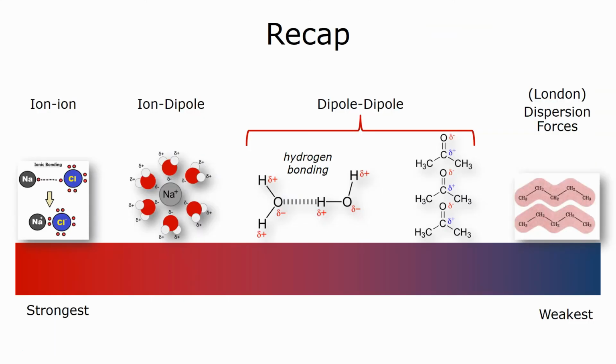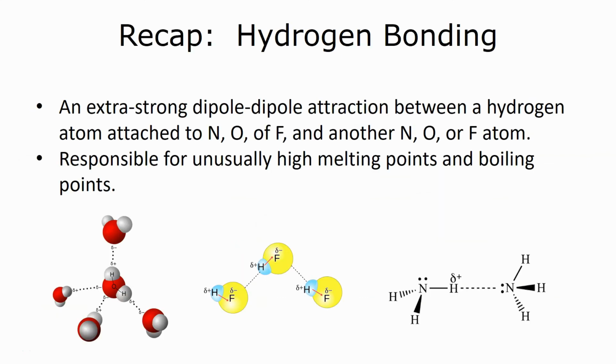So, a recap on hydrogen bonding. Hydrogen bonding is a subset of dipole-dipole interaction. It is an extra strong attraction between hydrogen atoms attached to a nitrogen, oxygen, or fluorine, and another nitrogen, oxygen, or fluorine atom on another molecule, or within the same molecule. And these are responsible for unusually high melting points and boiling points, and increase in intermolecular forces.